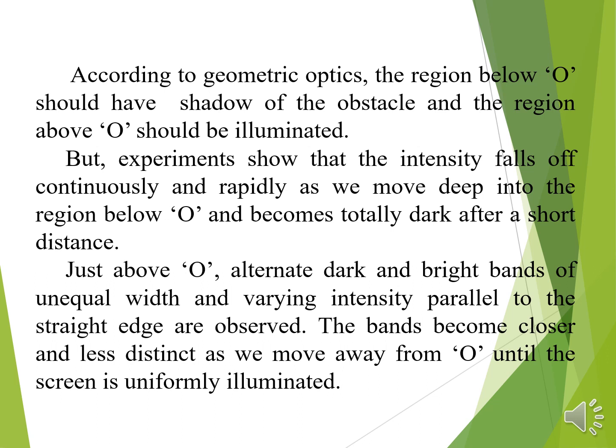Let me say it again. According to geometrical optics, we should get a perfect shadow below O and a perfect illumination above O. But experiments have shown that below O the intensity falls continuously and rapidly and becomes totally dark after a certain distance. Above O, we observe alternate dark and bright bands of unequal width and varying intensity parallel to the straight edge. These bands become closer and less distinct as we move away, and further on we see a uniform illumination.